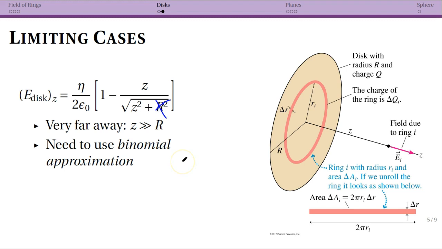The binomial approximation is something that we did cover last semester and is on the equation sheet. To remind you, the idea of the binomial approximation is if you have 1 plus x, where x is very small compared to 1, raised to the power n, where n could be fractional or negative, that is then approximately equal to 1 plus n, so same n, keep it negative if it was before, multiplied by x. So to actually work with this in the binomial approximation, you do need to pull out a z squared, so that you would have 1 plus r squared over z squared.